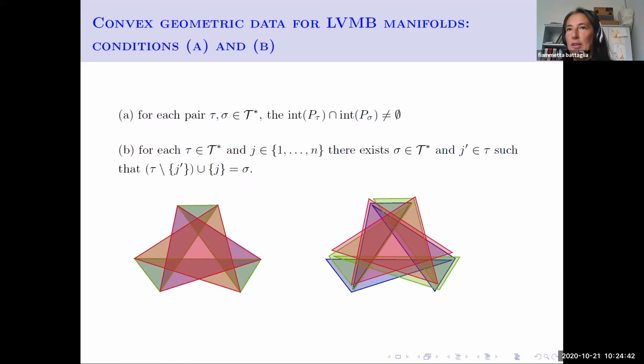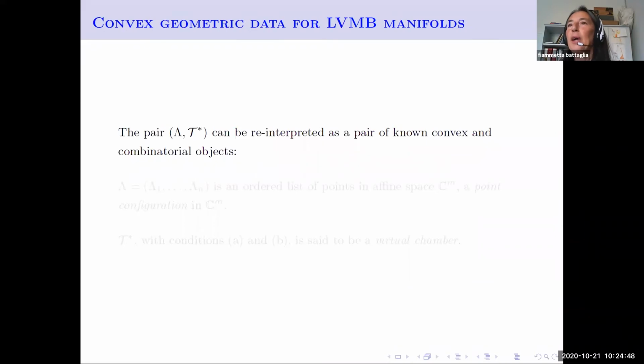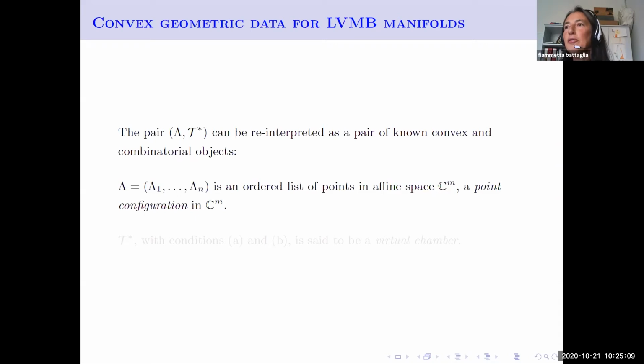The first geometric and the second combinatorial, A and B, we call them A and B. And this pair can be reinterpreted again in terms of non-convex and combinatorial objects that are studied in the combinatorics literature as the triangulated vector configuration. So lambda is an ordered list of points in an affine space. We call it a point configuration in C^m, considered as an affine space, and T star with conditions A and B is said to be a virtual chamber.